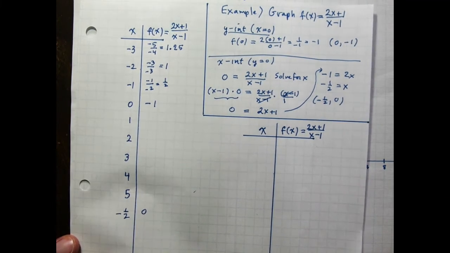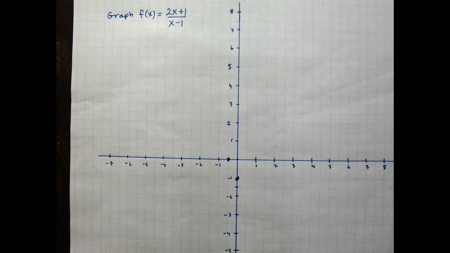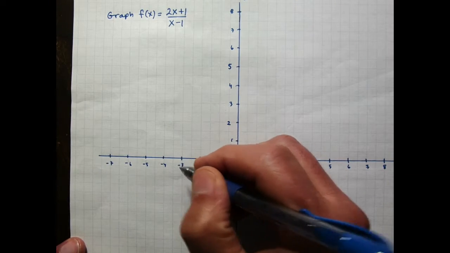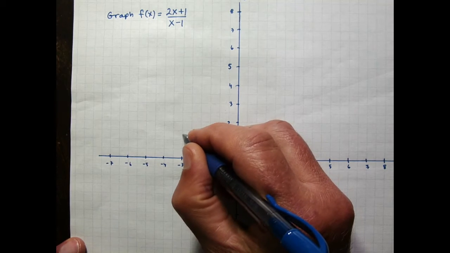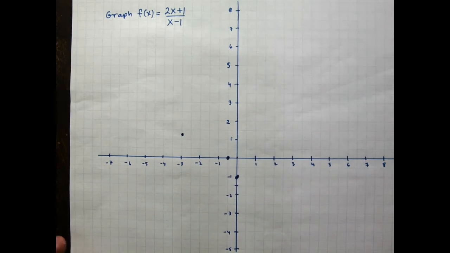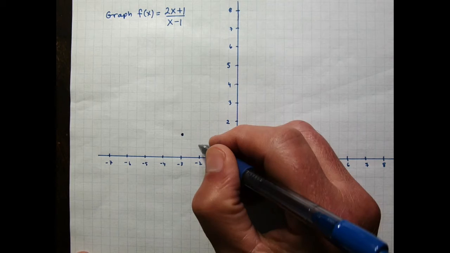So I could go ahead and plot these points. (Negative 3, 1.25) is going to be there on my scale. (Negative 2, 1).